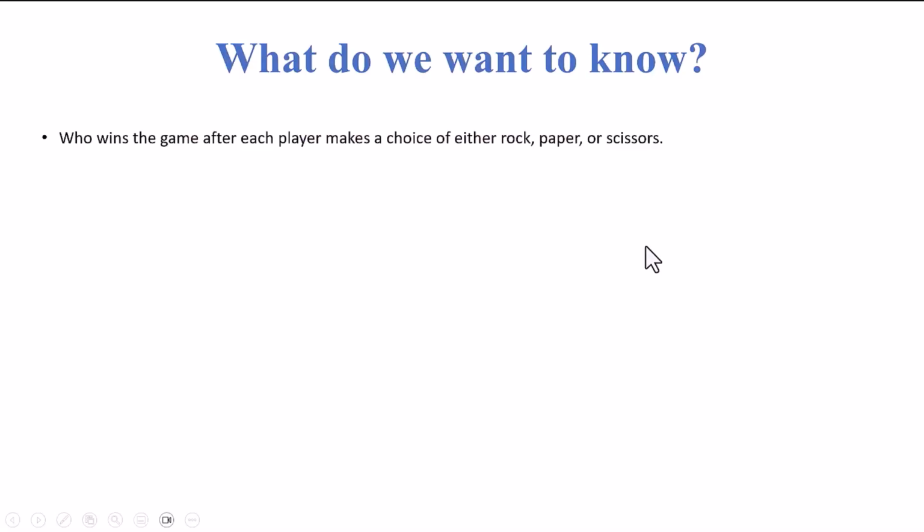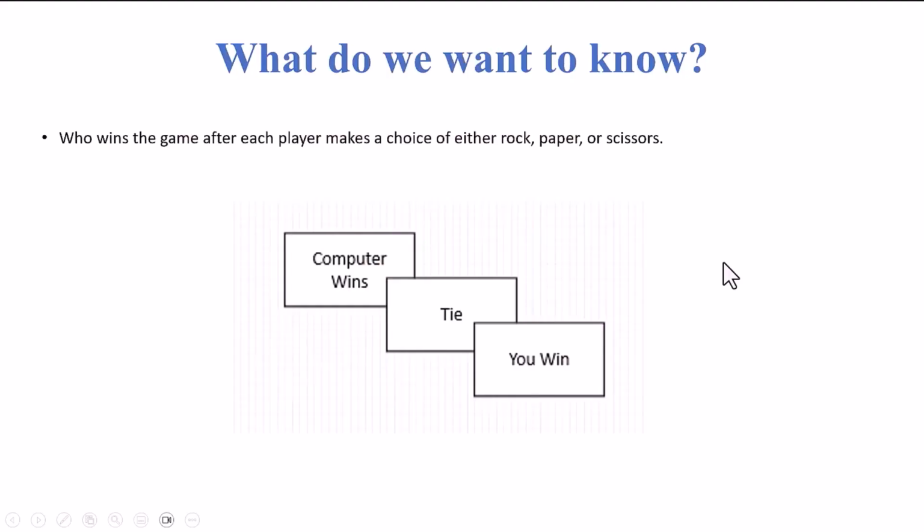We go forward, we figure out, well, what do we want to know? We're going to look first. What are we trying to figure out? Well, we're really trying to figure out who wins the game after each player makes a choice of either rock, paper, or scissors. That's really all we're looking for. We're going to play the game, but this is what we want to find out, who actually wins. The computer's going to win, it's going to be a tie, or you're going to win. It's one thing or the other.